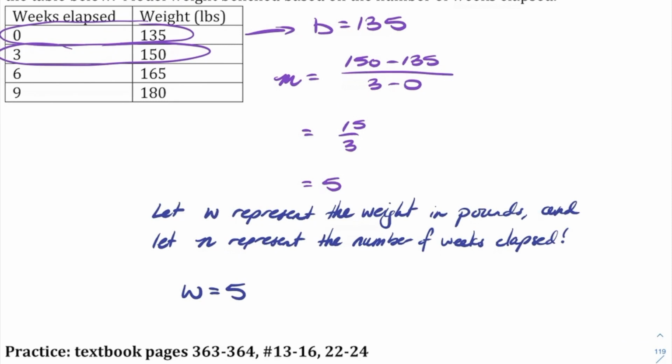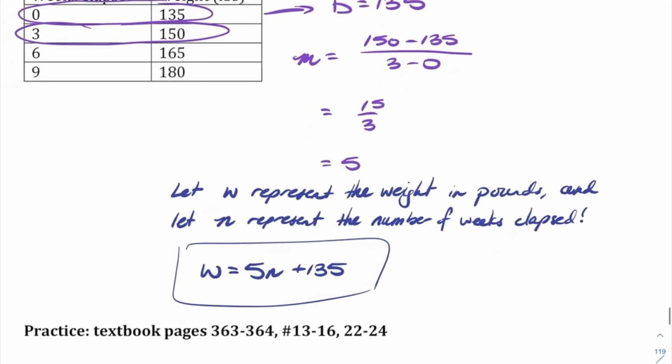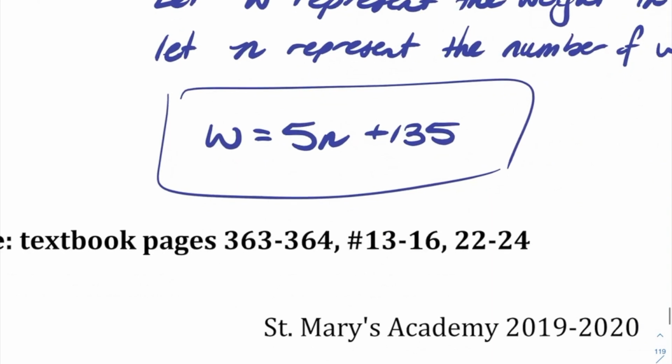So in this case, it's usually y equals mx plus b. It's not y this time, it's W. That's our dependent. M is 5, not x. Our independent variable is N, the number of weeks. And plus b, which in this case is 135. Boom, there we go. That concludes that example, which concludes this whole section.